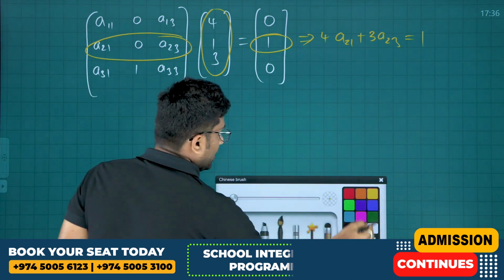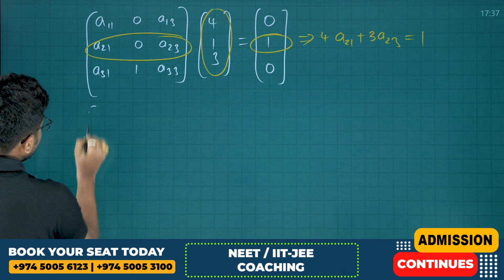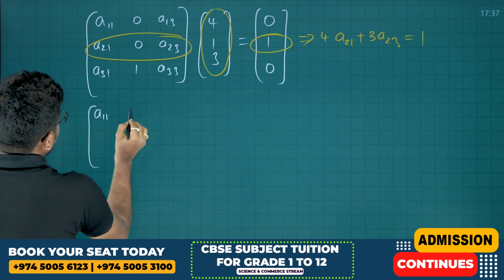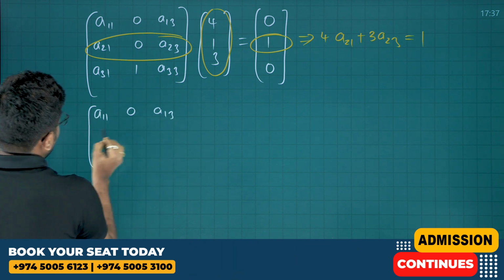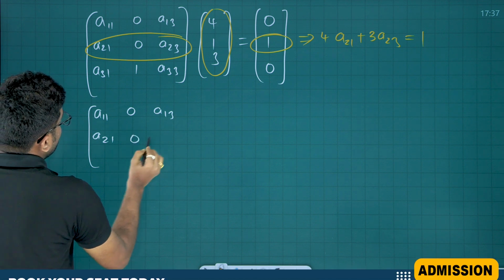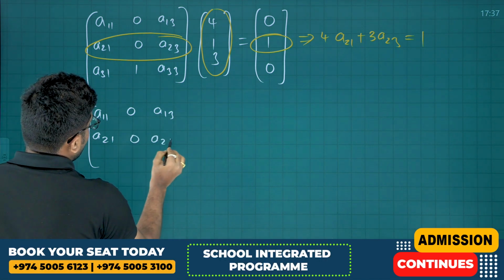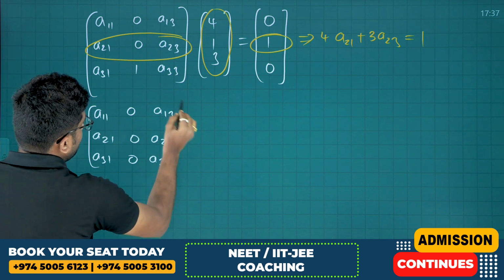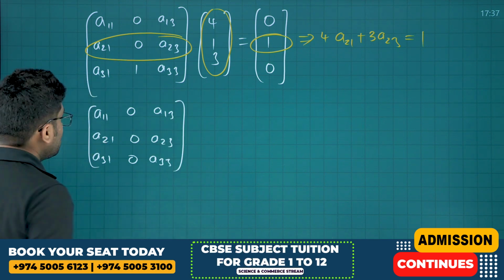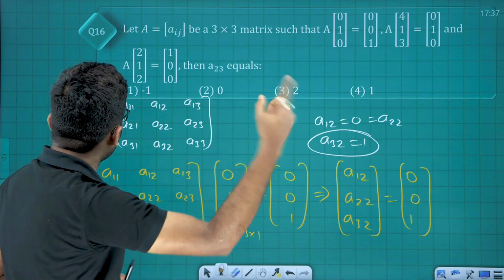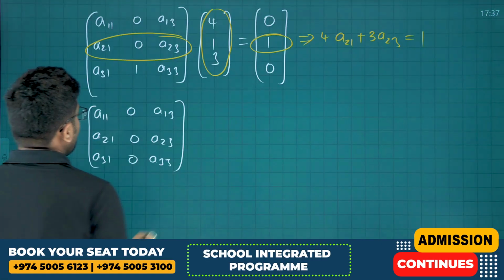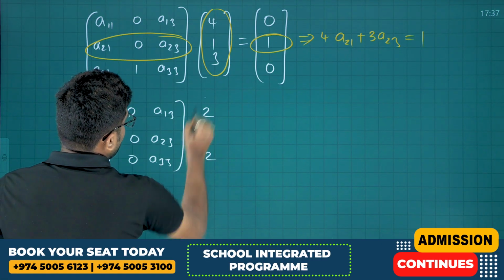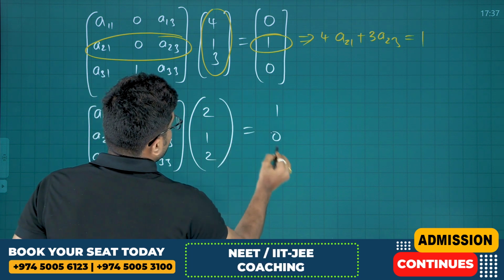Next, we'll take the same matrix, A11 0 A13, A21 0 A23, A31 0 A33, multiplied by what? The third one, 2 1 2, and we get 1 0 0.